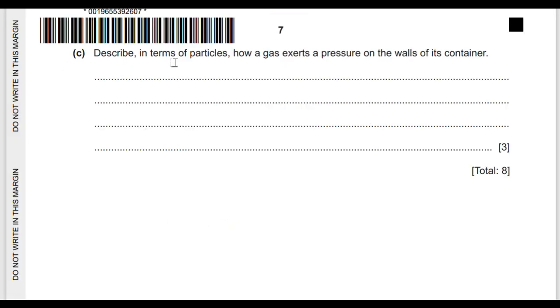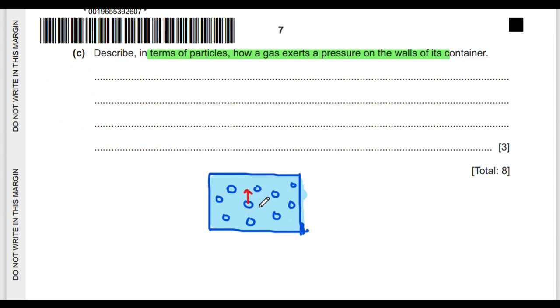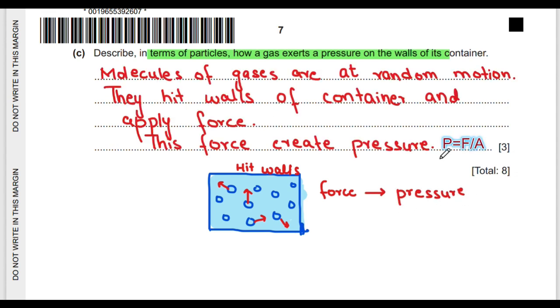Part C says describe in terms of particles how a gas exerts a pressure on the walls of the container. Let's suppose we have a container and molecules are randomly moving here and there, and they also hit the wall of the container. Whenever they hit the wall, they will exert a force on the wall, and this force will generate pressure, which equals force divided by the area. So molecules of gases are in random motion. They hit the wall of the container and apply force. This force creates pressure that is equal to force per unit area.